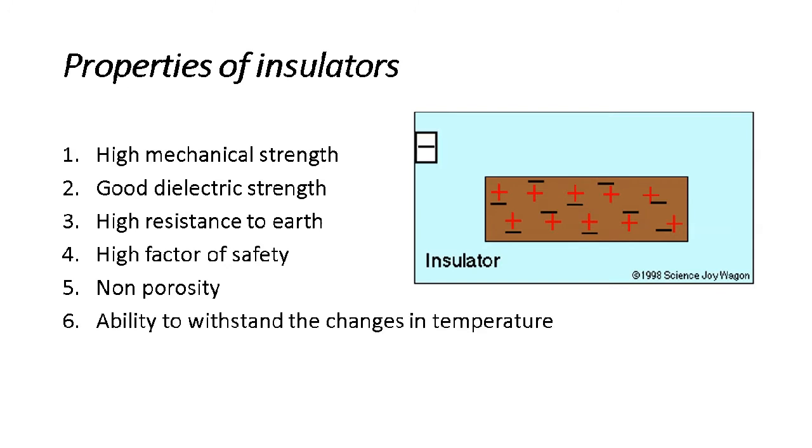And the last is ability to withstand the changes in temperature. So again, as the insulator is subjected to different temperatures, in that case your material should be such that it can withstand the changes in temperature. So these are the properties that your insulator should possess in case of transmission system. Okay, it can be high voltage, it can be EHV, UHV transmission system. This should be the properties of your insulator.